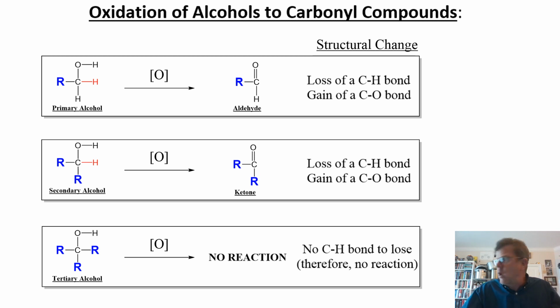So in each of these cases, we have a predictor. Primary alcohols will always oxidize to aldehydes. Secondary alcohols will always oxidize to ketones. And tertiary alcohols, when placed in the presence of an oxidant, will not react at all.